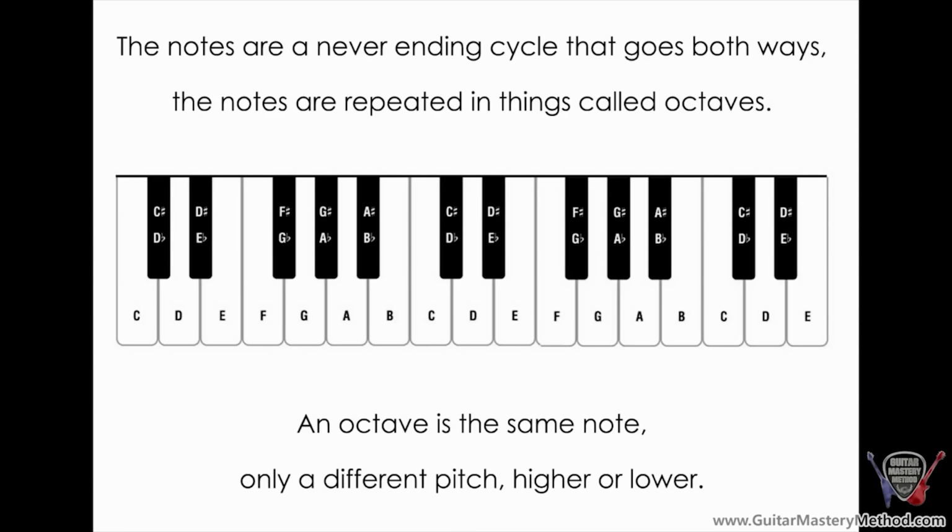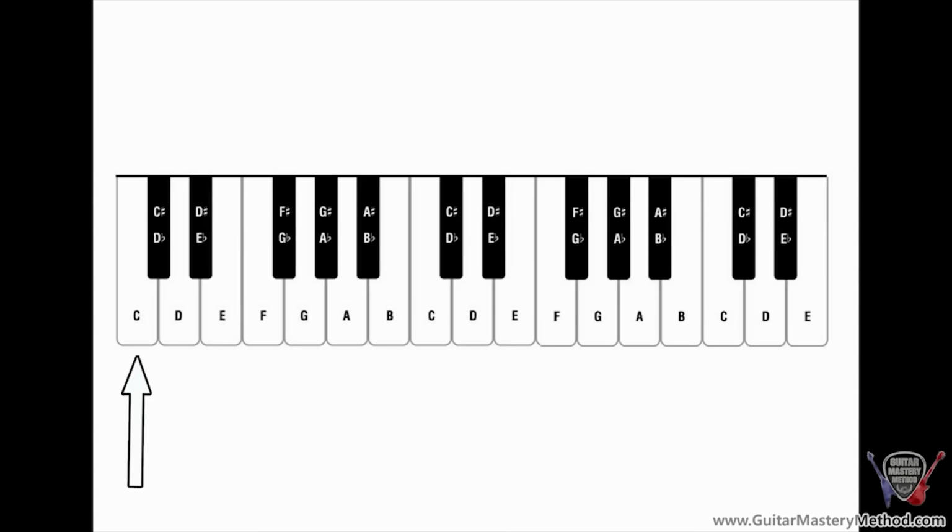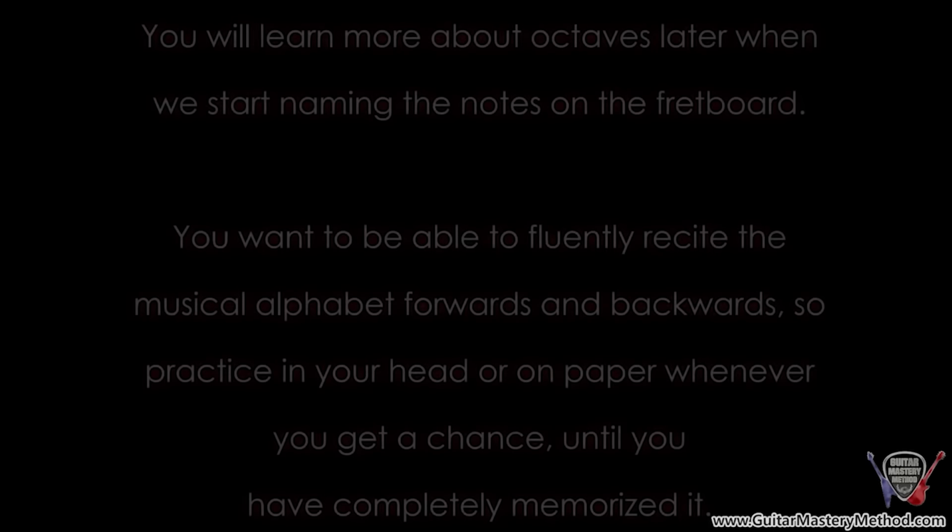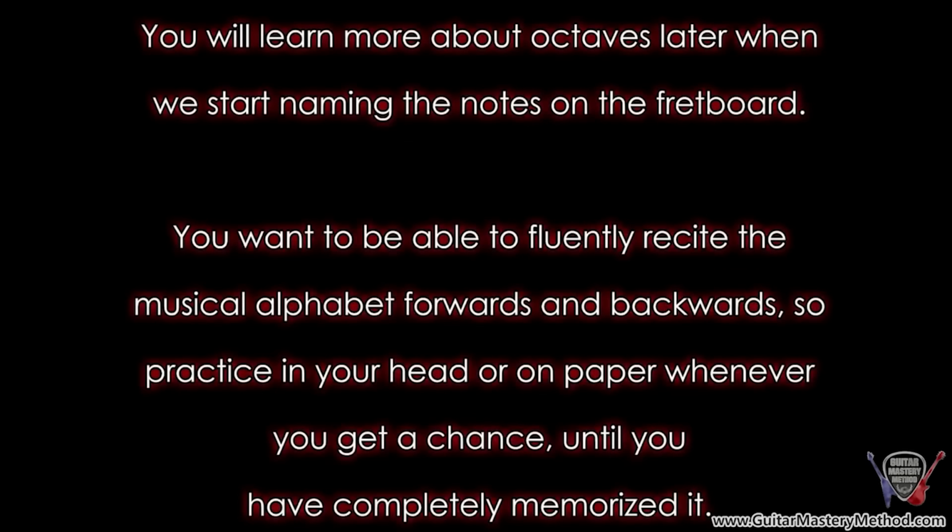The notes are a never-ending cycle that goes both ways. The notes are repeated in things called octaves. An octave is the same note, only a different pitch, higher or lower. So you see here, this is a C note. An octave up is another C note. And another octave up is another C note. All the same notes, just higher or lower. You will learn more about octaves later when we start naming the notes on the fretboard.